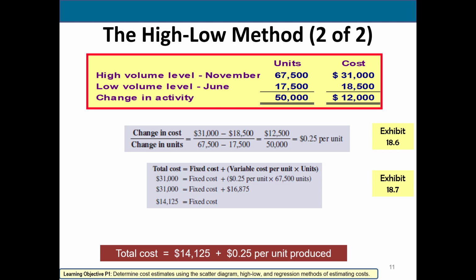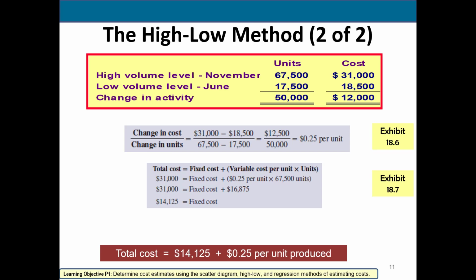We divide the change in cost by the change in units to get a per unit amount. This represents the variable cost. Then we plug that into a formula to determine the fixed cost. And you can do this using either the high volume or the low volume. This example shows total cost at the high volume.